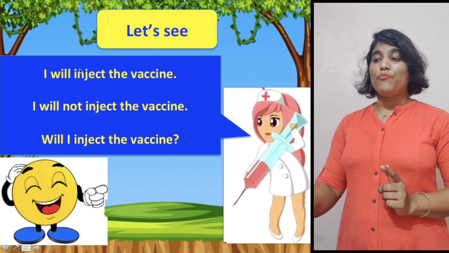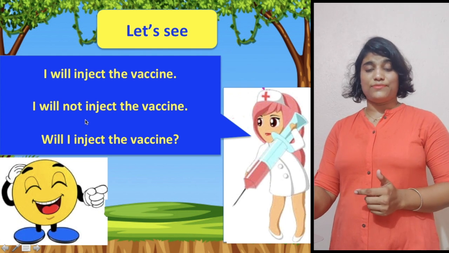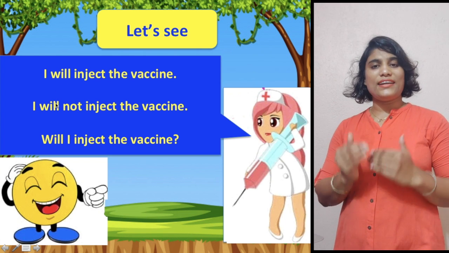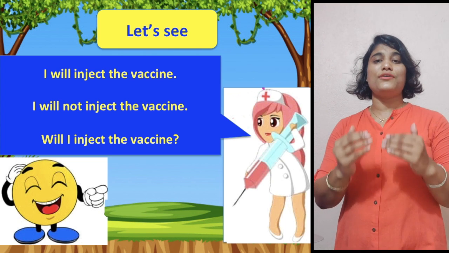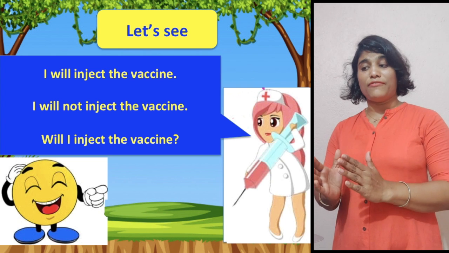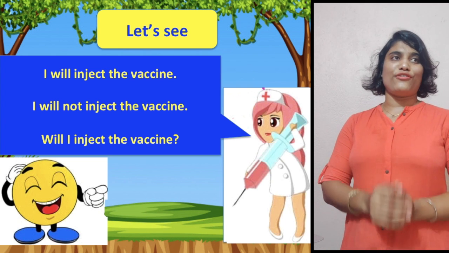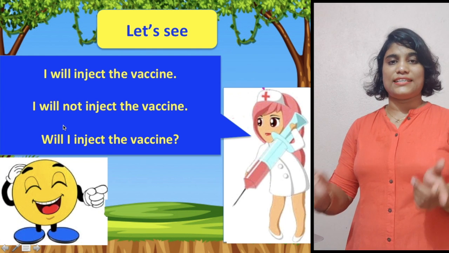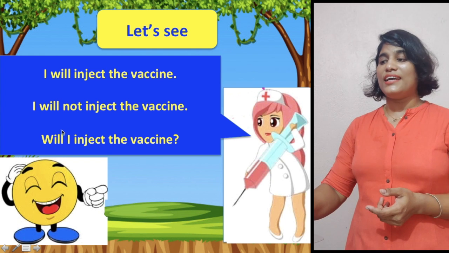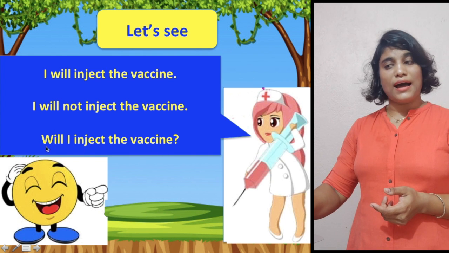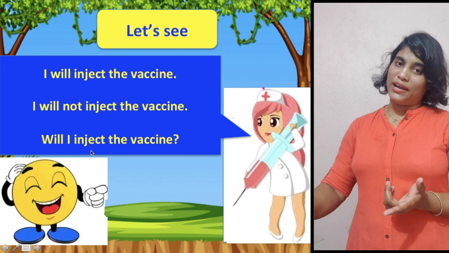Okay. In both affirmative and negative sentences, you have to put the subject at the beginning. When it is negative, you just put not in between the auxiliary will and the main verb. But in case of interrogation, you have to put will before the subject. The sentence starts with will: will I inject the vaccine? Then you find will first, then the subject, then the main verb.